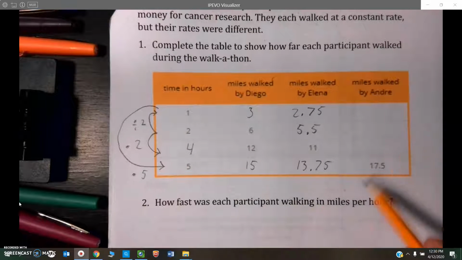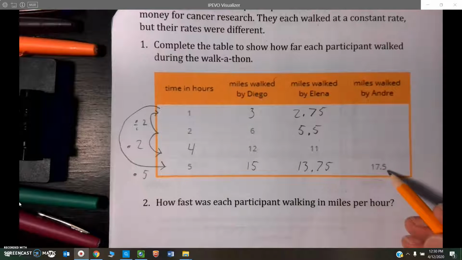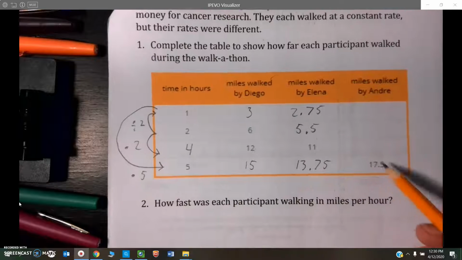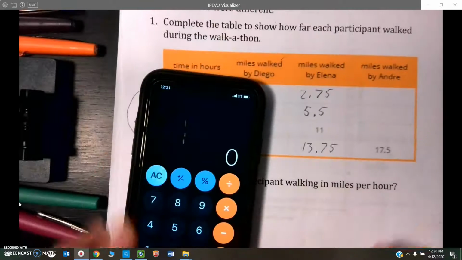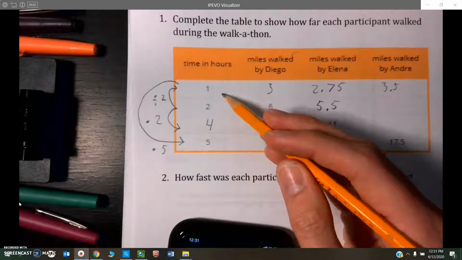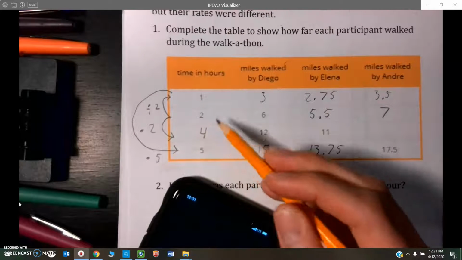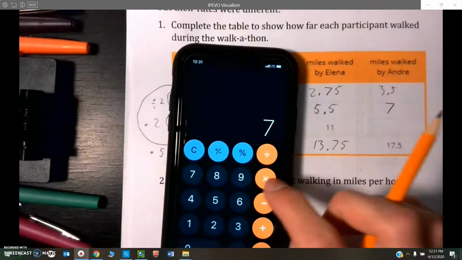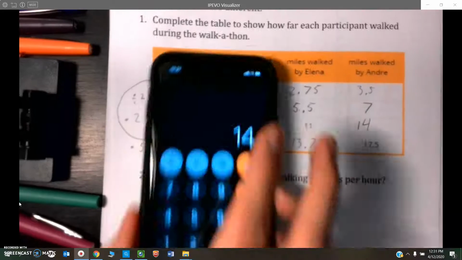And now we can use the same skill set to solve for Andre. So, Andre, we know, walks 17.5 miles in 5 hours. So let's take that and find out how much he walks in 1 hour. Once again, in 5 hours he does this. So I'm going to take his distance in 5 hours and divide it by 5 to find his distance for 1 hour. And then here, 1 to 2 hours, that's multiplying by 2. So that means that he walked 7 miles in 2 hours, and then from 2 hours to 4 hours, that's doubling it again. So I'm going to double his 7 miles to find that he would go 14 miles in 4 hours.